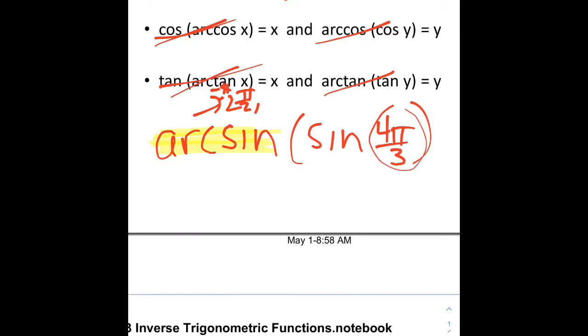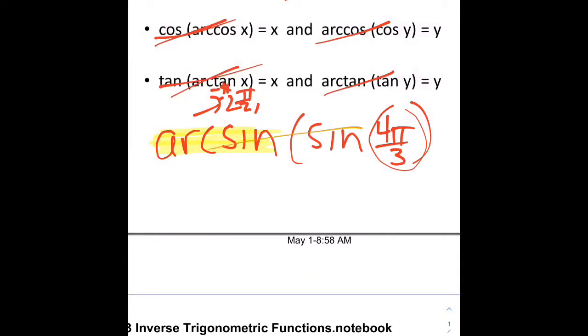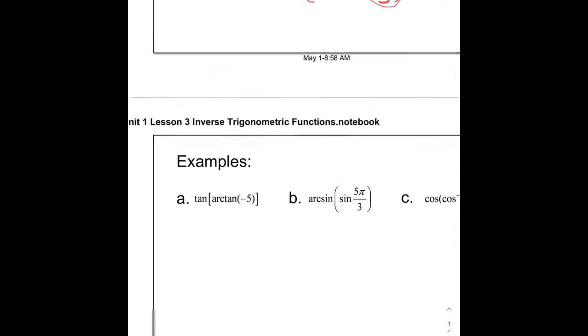4 pi over 3 is not in that range of values. So if you decide that, oh, the arc sine and the sine cancel and you're left with 4 pi over 3, you're incorrect. So there is an answer to that. I'll come back. Let's look at some examples.